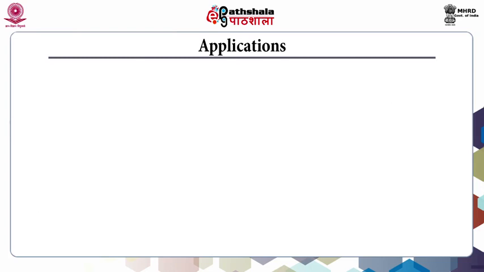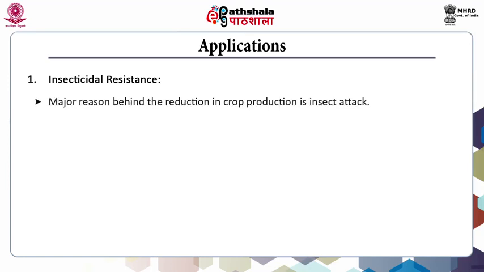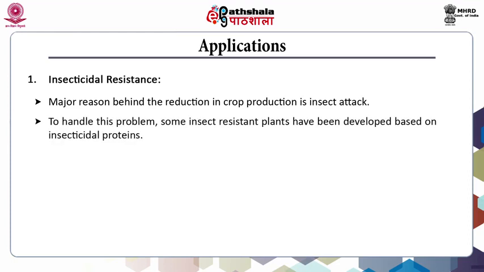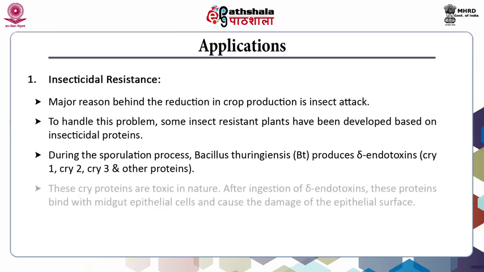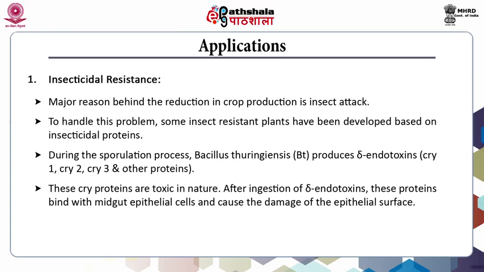Now coming to the application part, first is insecticidal resistance. Major reason behind the reduction in crop production is insect attack. To handle this problem, some insect resistant plants have been developed on the basis of the insecticidal proteins. During the sporulation process, Bacillus thuringiensis, that is the bacteria, produces alpha endotoxins Cry1, Cry2, Cry3 and other proteins. These Cry proteins are toxic in nature.